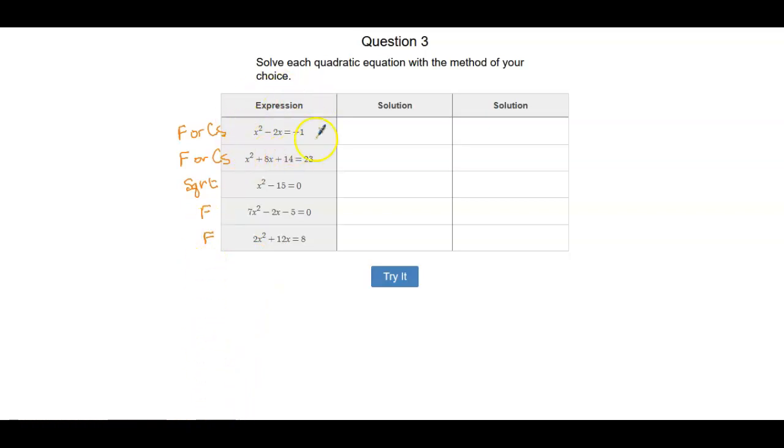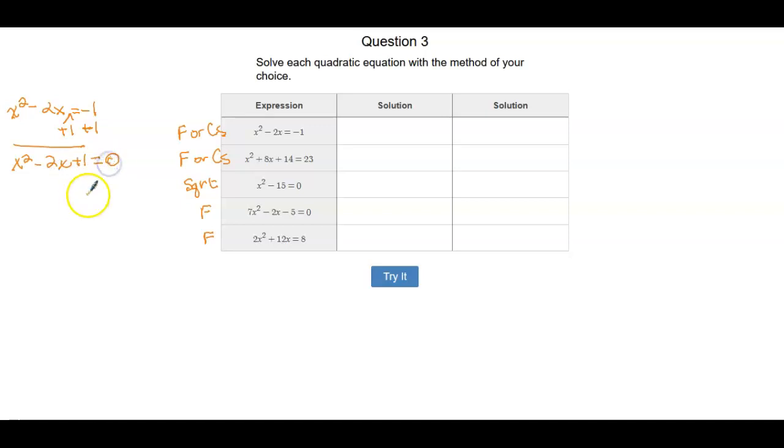So let's start off with this expression up here. The first thing I want to do if it's a quadratic is move this over. If I'm not doing completing the square, I want this expression to be equal to 0. So if we have x squared minus 2x is equal to negative 1, I want to add 1 to both sides. So I'm going to put that in between here and here. So x squared minus 2x plus 1 is equal to 0.